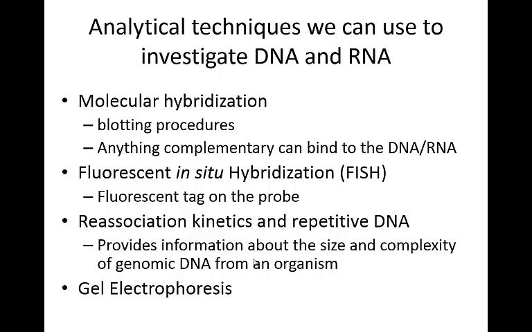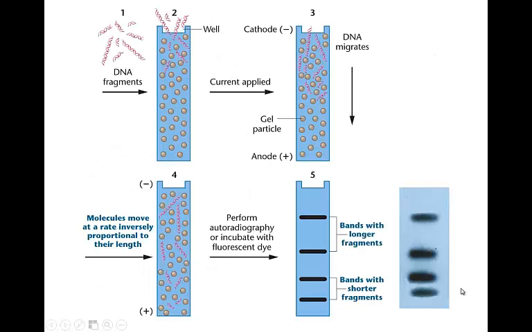The last technique we'll talk about right now is gel electrophoresis. In gel electrophoresis, we take advantage of the fact that DNA is negatively charged. It is negatively charged because of that phosphate group on the backbone of DNA. So, if you place DNA in an agarose gel, there's usually wells at the top, and there's usually an electric current that you can apply.